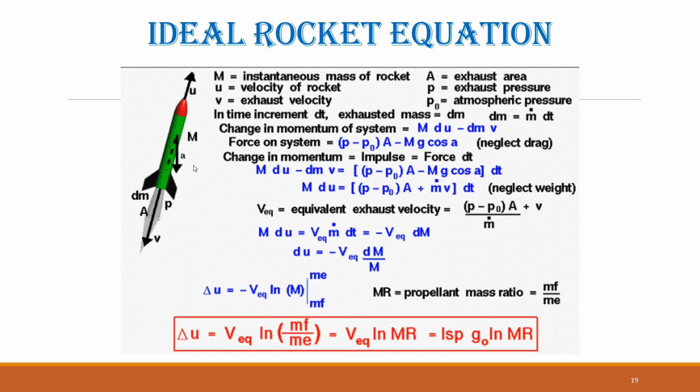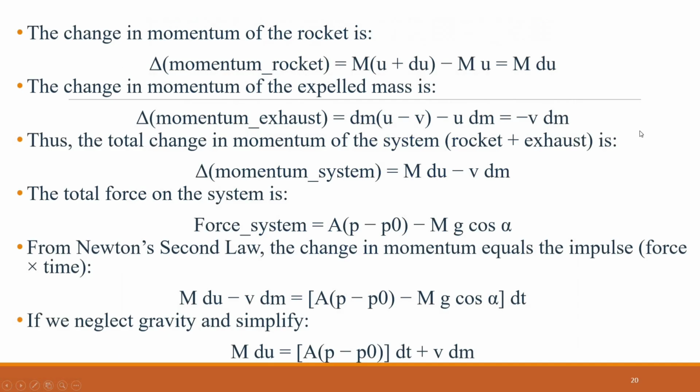Consider a rocket with instantaneous mass m moving at velocity u and ejecting mass at exhaust velocity. Let A be the nozzle area, P the exhaust pressure, and P0 the atmospheric pressure. During a small time interval dt, a small mass dm is expelled. The change in momentum of the rocket is: change in momentum of the rocket equals mass of the rocket multiplied by the change in velocity. The change in momentum of the expelled mass is: change in momentum of the exhaust equals negative exhaust velocity multiplied by expelled mass.